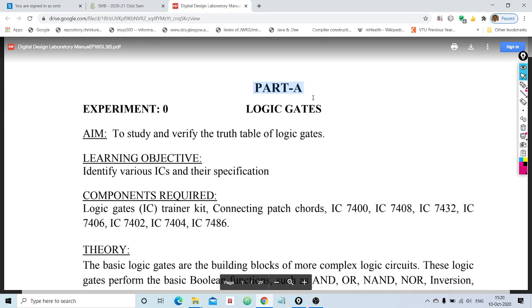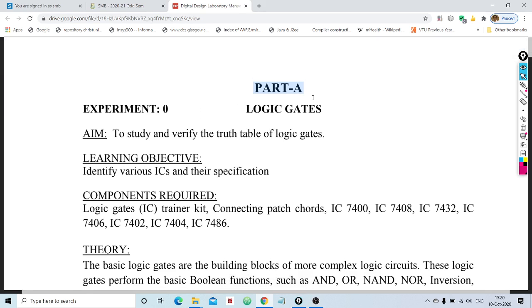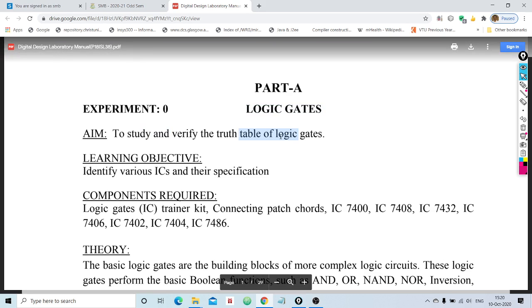We are starting with the hardware experiment first, and after this we shall start with a software experiment. The first, basic or fundamental experiment in part A is titled logic gates. The main aim of this experiment is to study and verify the truth table of logic gates, right? In this video I will cover the theory part needed to carry out this experiment, and in the next video I will demonstrate how we can study and verify the truth table of logic gates, right?